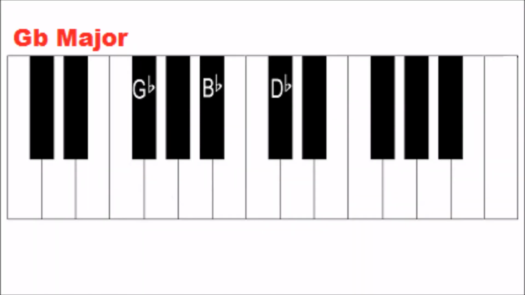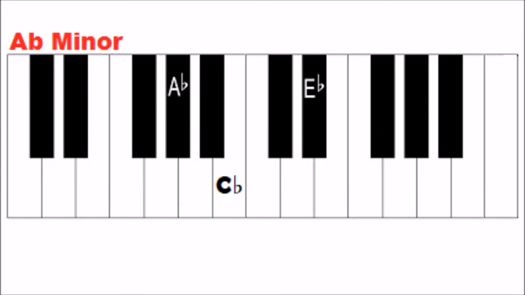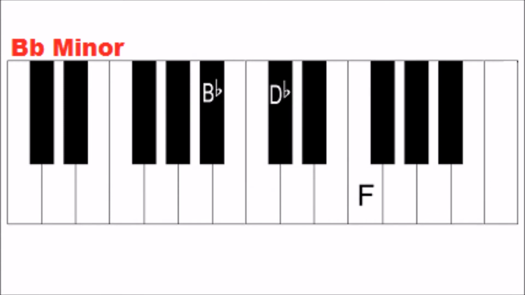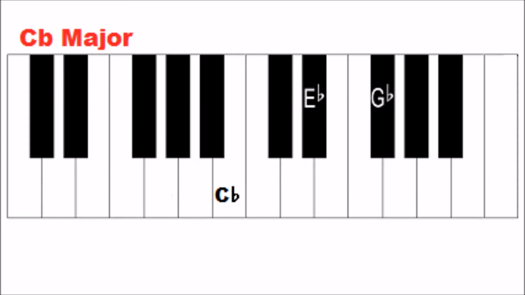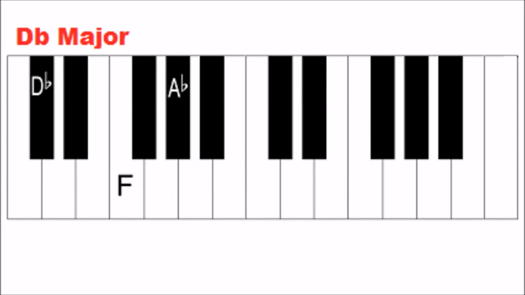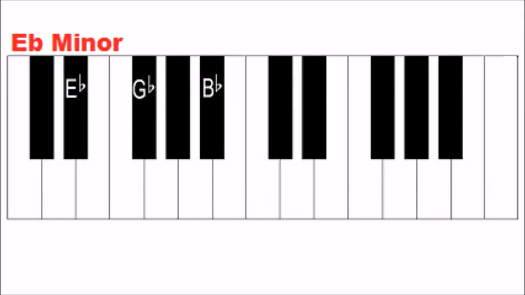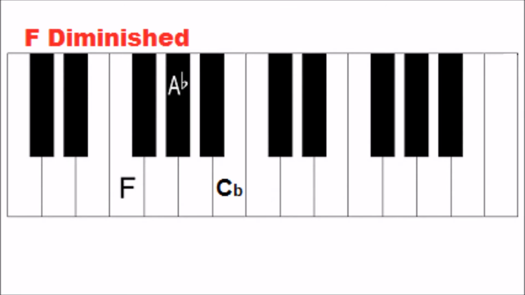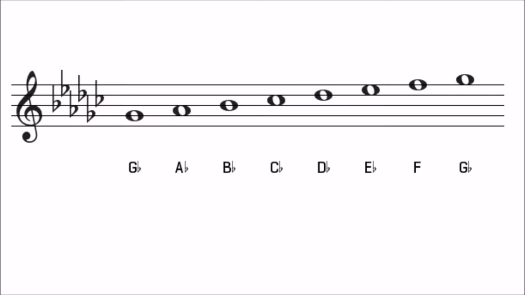Triad chords in the key of G flat major. Chord 1, G flat major. Chord 2, A flat minor. Chord 3, B flat minor. Chord 4, C flat major. Chord 5, D flat major. Chord 6, E flat minor. Chord 7, F diminished.